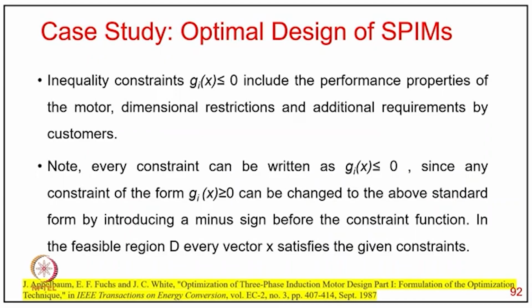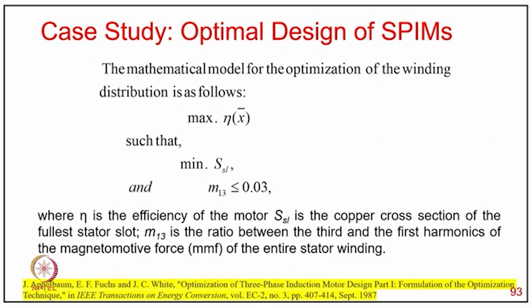Note that every constraint can be written as Gi(x) less than or equal to 0, since any constraint in the form of Gi greater than 0 can be changed to the above standard form by introducing a minus sign before the constraint function. So in the feasible design region D, every design x satisfies the constraints.